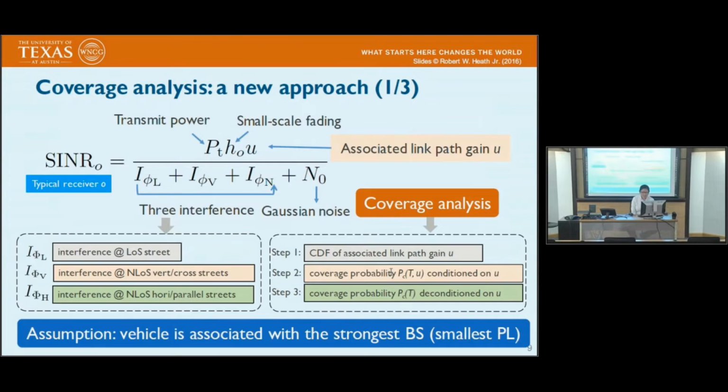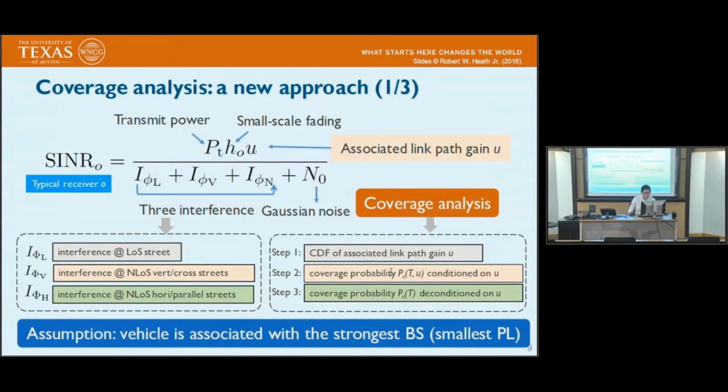For the coverage analysis, we use a new approach to find a very accurate and also very simple expression of the coverage probability. The first thing is we consider a typical receiver O, and we formulate the signal to noise plus interference ratio here. It is formulated as the transmit power times the small scale fading, where U is the associated link path gain. For the base station association rule, we assume that the vehicle is associated with the base station that is strongest, that means with the smallest path loss.